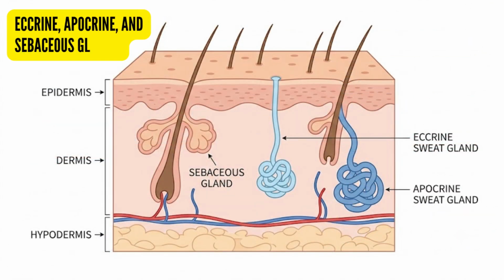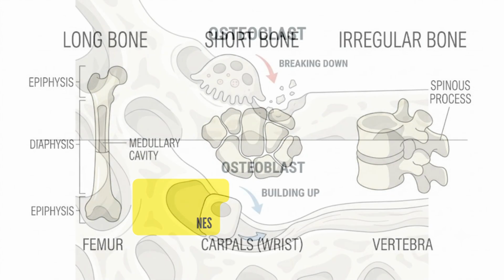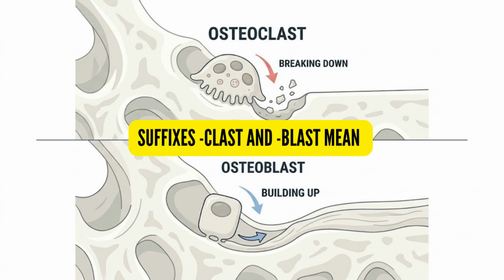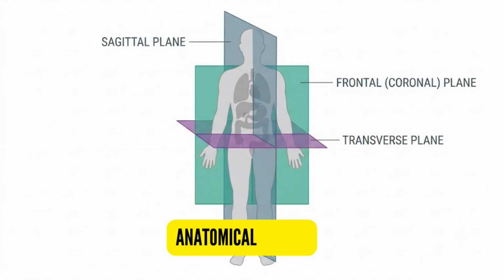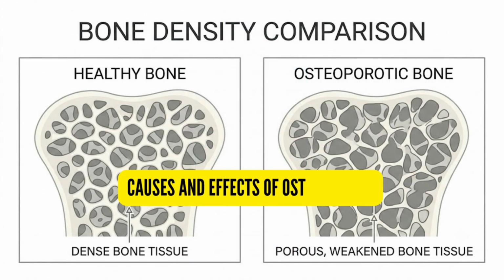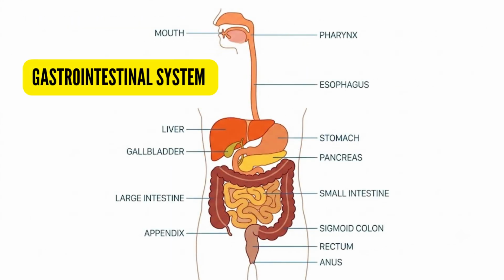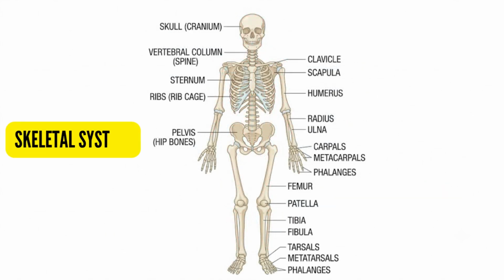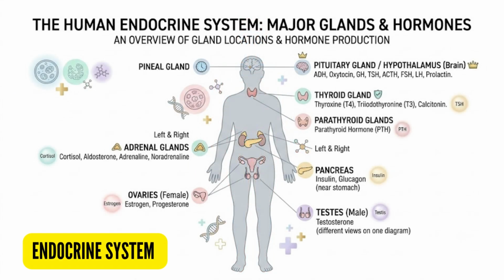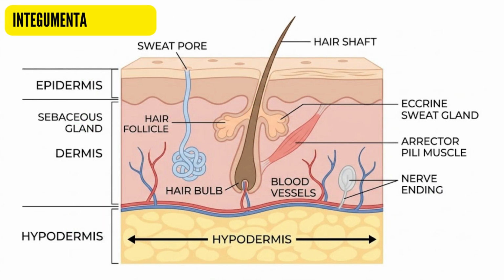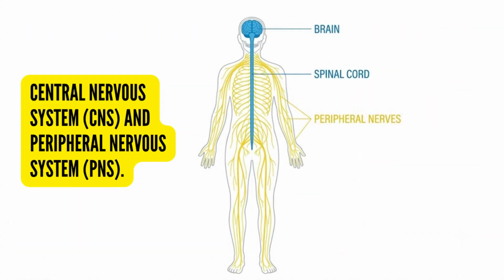Eccrine, apocrine, and sebaceous glands. Differences among long, short, and irregular bones. Know what the suffixes clast and blast mean. Kidney structure and function. Anatomical plane. Causes and effects of osteoporosis. Urinary system. Gastrointestinal system. Muscular system. Skeletal system. Respiratory system. Cardiovascular system. Endocrine system, lymphatic system, integumentary system, reproductive system, central nervous system, and peripheral nervous system.